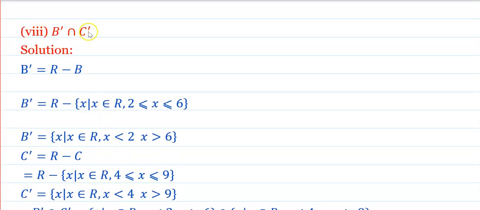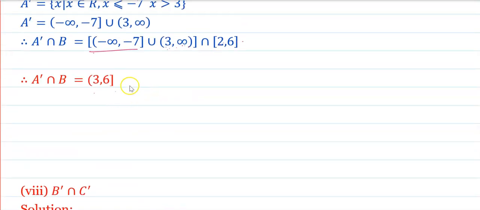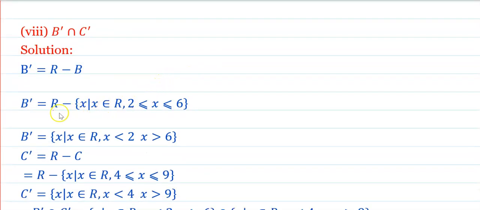B complement intersection C complement. B complement means what? R minus B. And what about this B? B lies between 2 to 6. Okay, it is a closed interval. Just we have seen here, B is a closed 2 to 6. And this is R. Okay. Therefore, B dash is equal to X such that all these elements are, first, less than 2. They are less than 2. And what about here? All these elements that are greater than 6. Overall, it is clearly a disjoint set here.